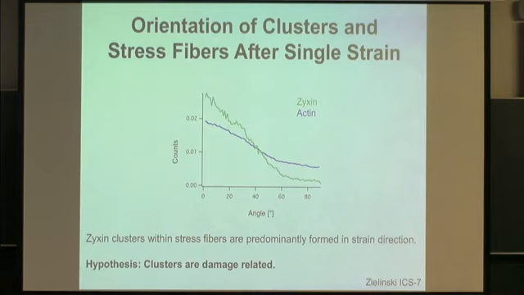And if we now look at those streaks within zyxin after straining, this curve is steeper than the actin curve. This tells us that most of those patches in the zyxin pattern are along stretch direction. So they are somehow connected to those stress fibers that take most of the load.